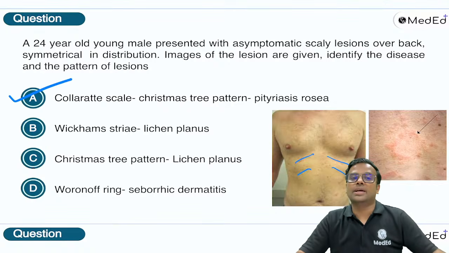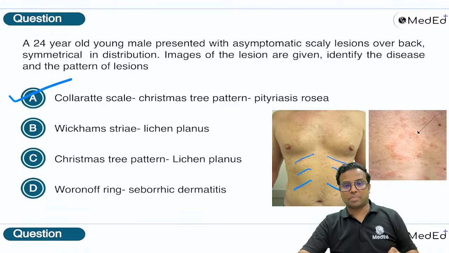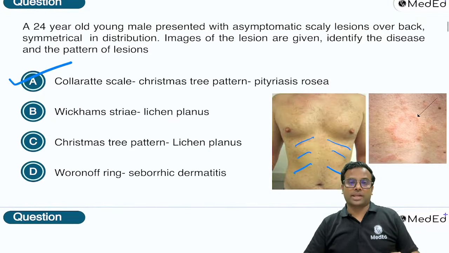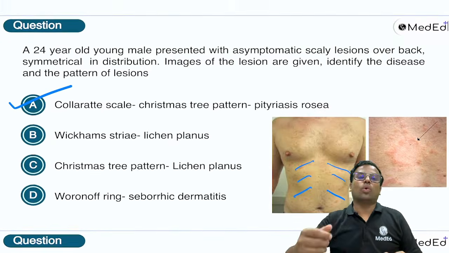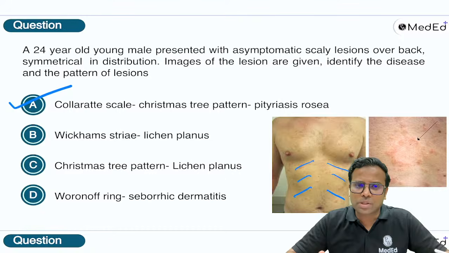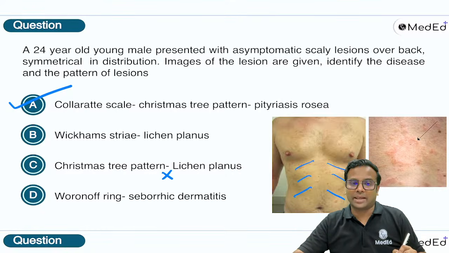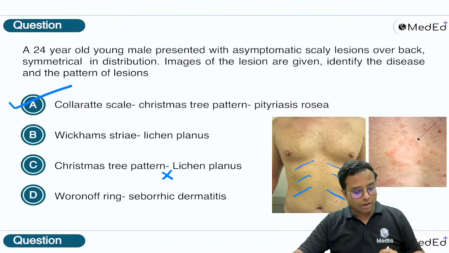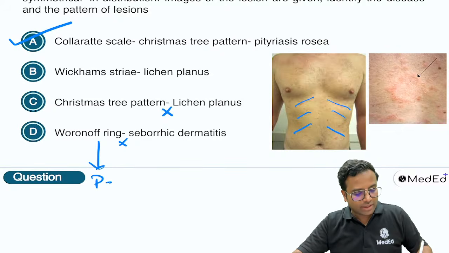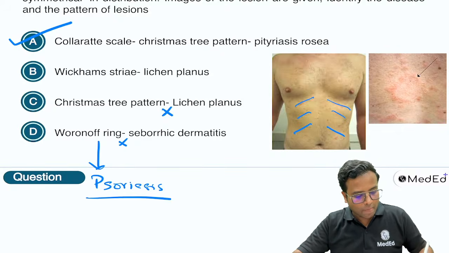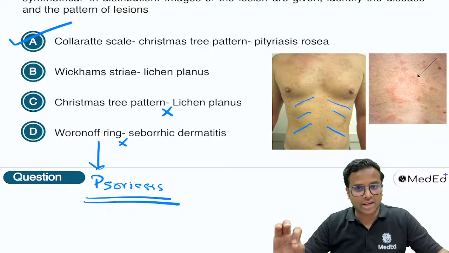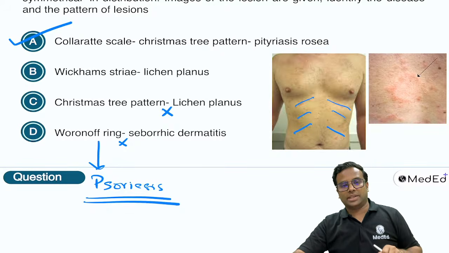Yes, I completely agree, because you can see this is the Christmas tree pattern, right? You can see that the lesions are arranged in a Christmas tree pattern, and the collarette of scales is seen in Pityriasis Rosea. The second one, Wickham striae in lichen planus, is not seen in this image, and Christmas tree pattern is not seen in lichen planus. It is seen in Pityriasis Rosea. Worn-off ring is not seen in seborrheic dermatitis, whereas worn-off ring is seen in psoriasis. So Maha, Sanya, Ayush, all of you are getting this one right. So here the correct answer should be Pityriasis Rosea.